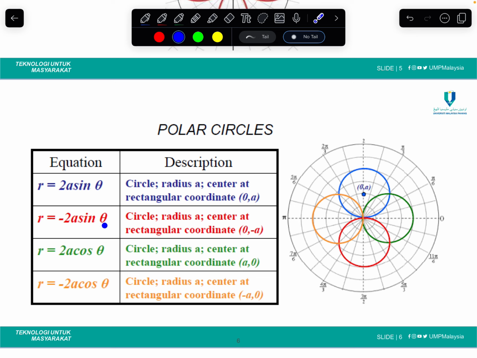Now let's look at the second row. When you have a negative, the circle will move downward here. It's still a circle with radius a. Now the center is at (0, -a). Next, r equals 2a cos theta is given by this green curve. It is still a circle but on the right hand side with radius a. Now the center is (a, 0). Lastly, when you have negative 2a cos theta, it will move to the left. Still a circle with radius a and the center at (-a, 0). So generally, the polar circle is represented by 2a sine theta or its negative, or 2a cos theta or its negative.